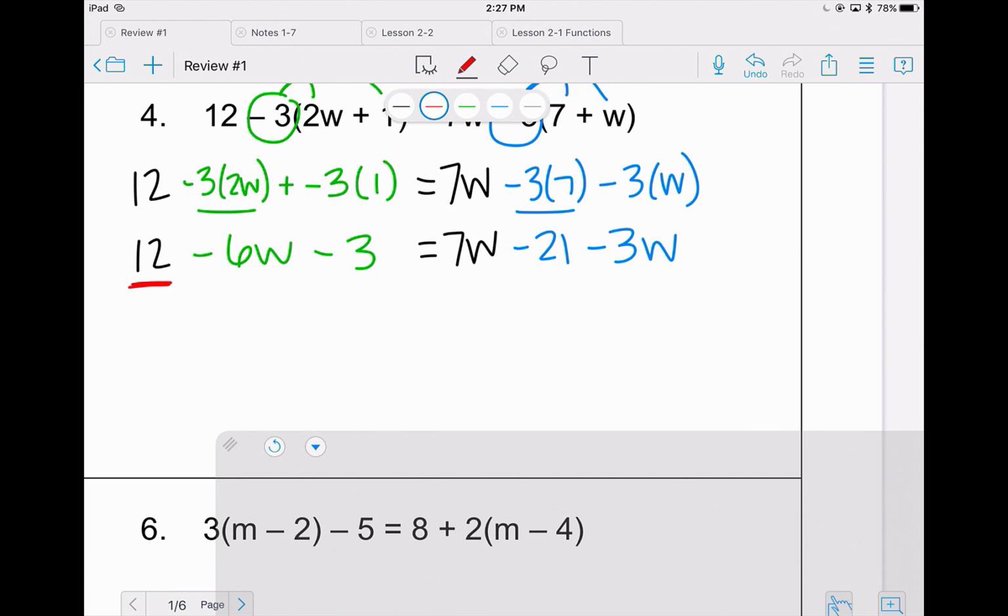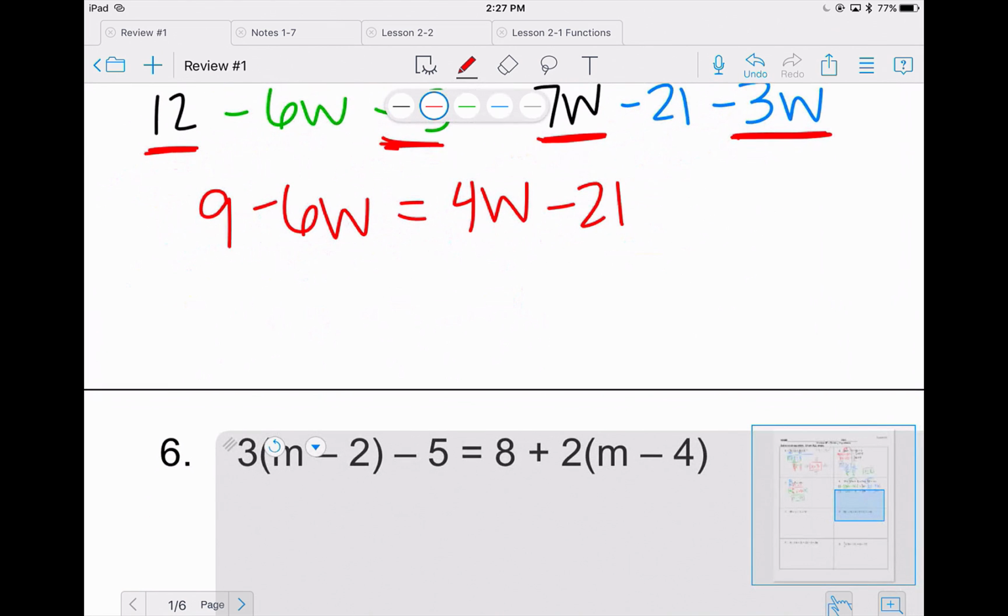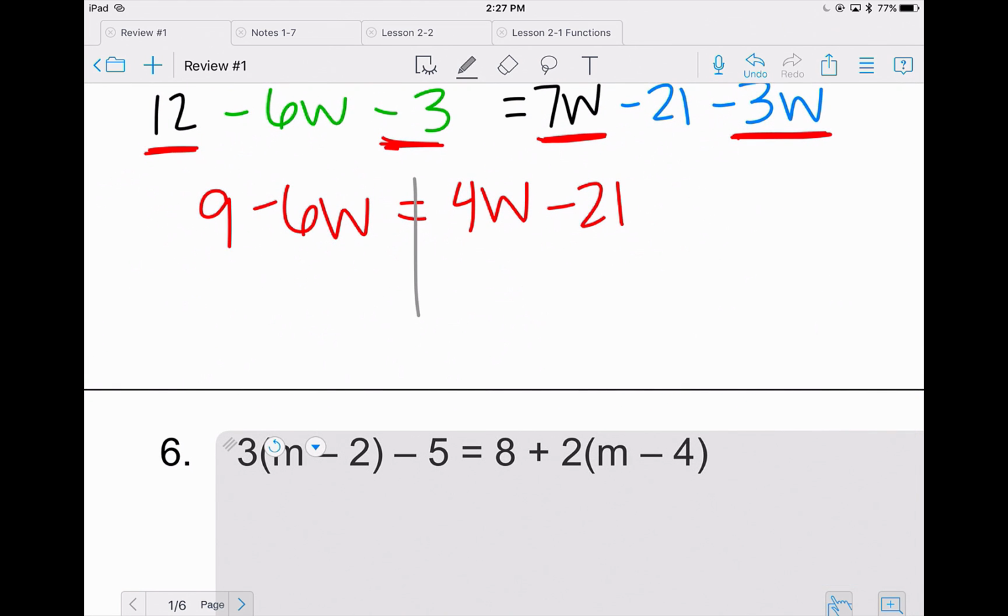So on the left side, I have positive 12 minus 3. So 12 minus 3 is 9. And then the negative 6w stays the same. And then 7w's minus 3w's is a total of 4w's minus 21. Now I'm ready to start moving. Negative 6w is smaller than 4w, so I'm going to add 6w's to both sides.